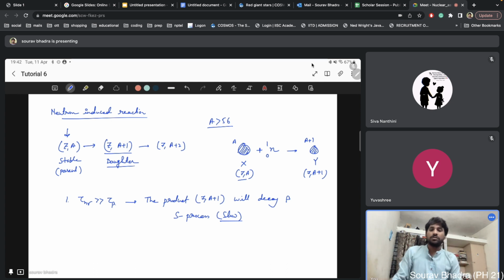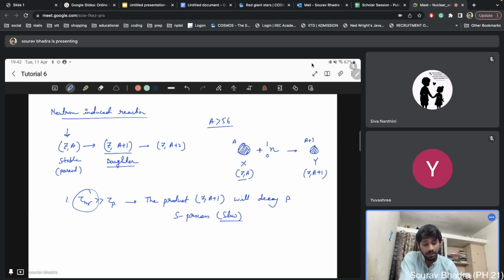That means, suppose you have a particle, a neutron has been absorbed, and this is unstable. It has decayed by beta and gone to a stable state, and it is waiting for another neutron to come and interact, because tau n gamma is much larger. That's why it is called a slow process, because the process is slow. It has been created, it is going through the beta decay, then it waits for another neutron to come and go through another neutron induced reaction.